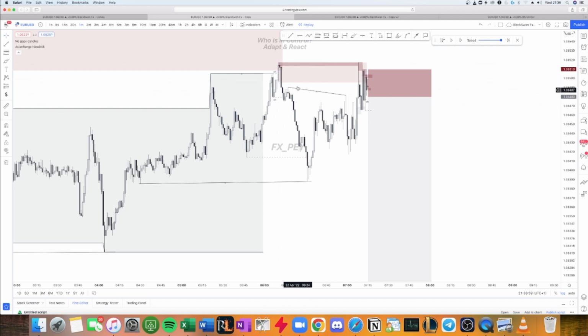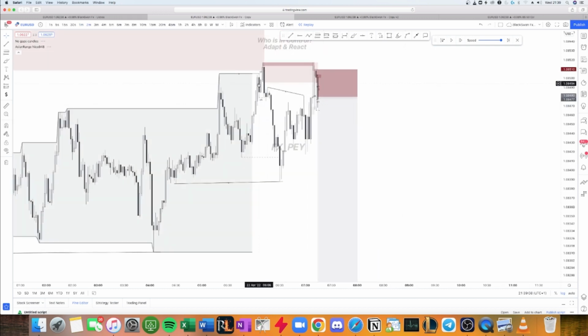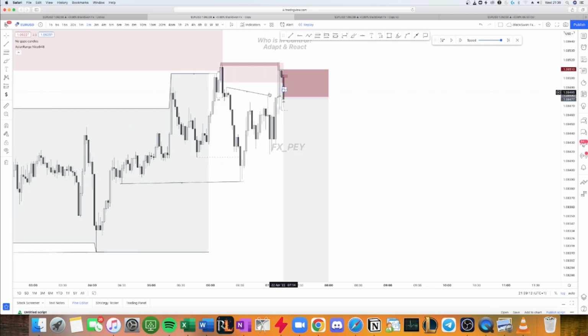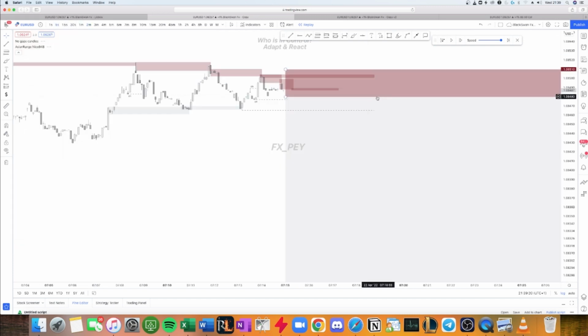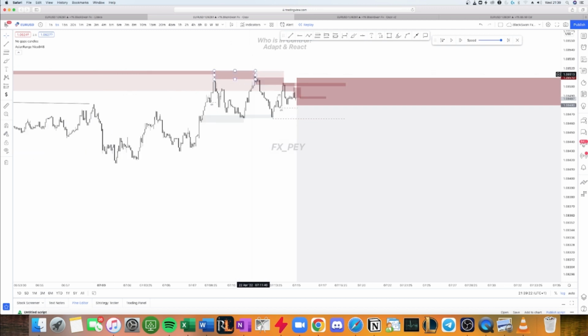We then had a further break of internal structure here and further indication that demand was clearly failing to hold. This basically left behind a 2 minute supply zone for us to work with, and we basically had some trendline liquidity also built to support this mitigation and to also fuel the desired move. So if we break down the 2 minute entry, let's go down to 5 seconds.